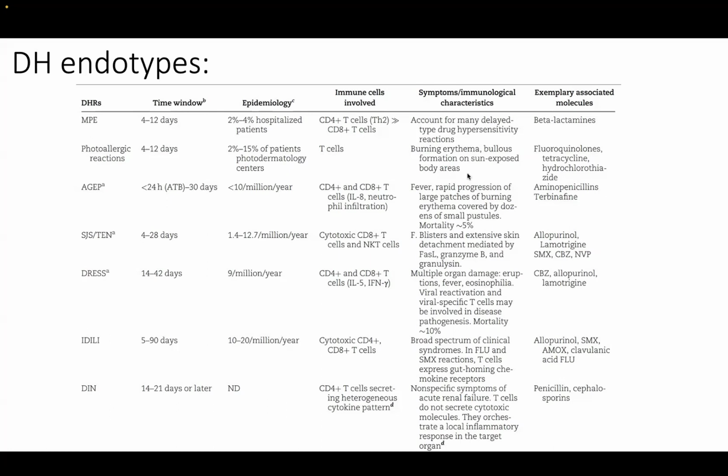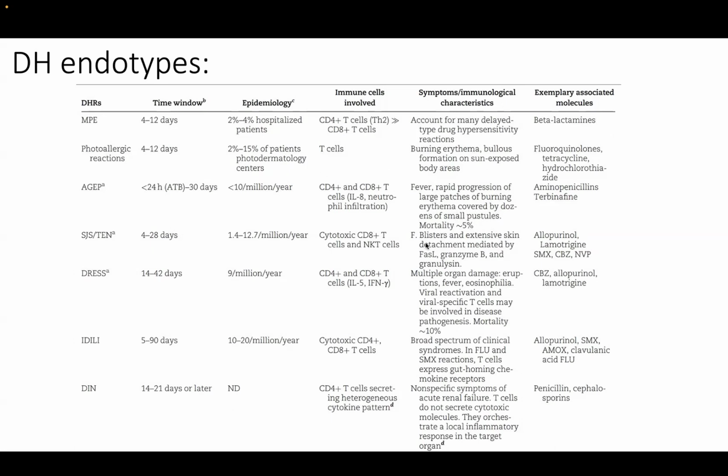How about AGEP, or acute generalized exanthematous pustulosis? The patient usually has fever and rapid progression of large patches of burning erythema. So the patients start to have an erythema, usually associated with fever. And then that erythema is covered by dozens of small pustules, pinpoint pustules, very small pustules, and we call them sterile pustules. They are not due to an infection or folliculitis, they are sterile. And the mortality in such a phenotype is really low.